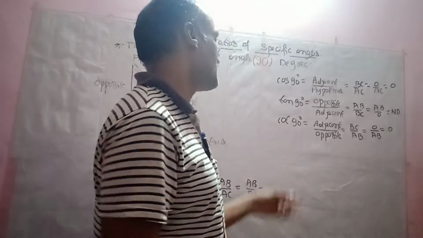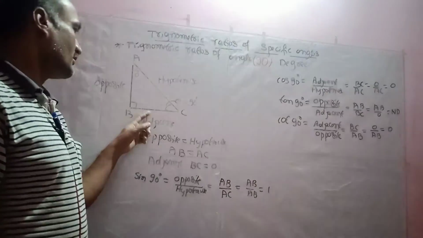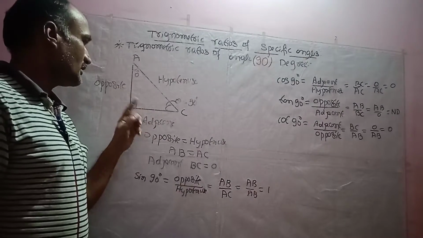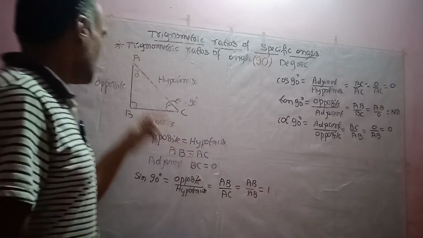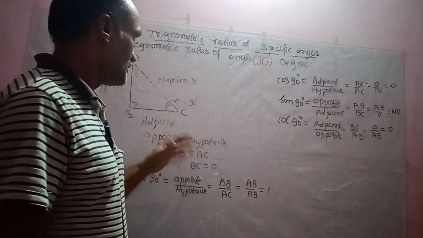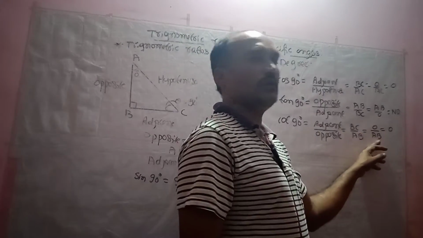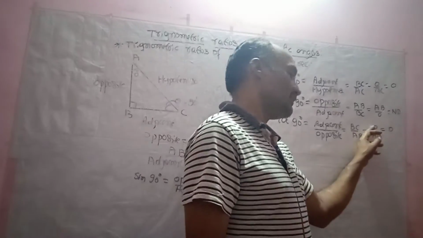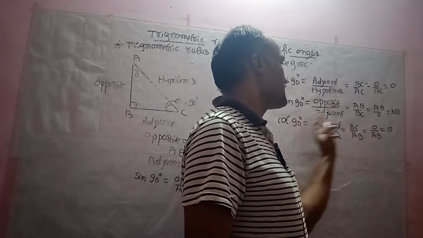So let us find cot 90 degrees. We know cot theta is equal to adjacent side divided by opposite side. So the adjacent side is BC, divided by opposite side AB. The BC length becomes 0, so 0 divided by AB, whatever it may be, you will get 0. So cot 90 degrees is 0.